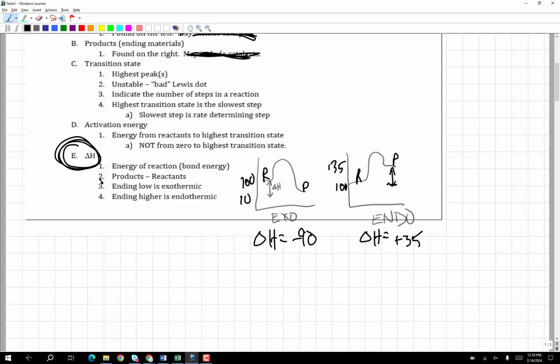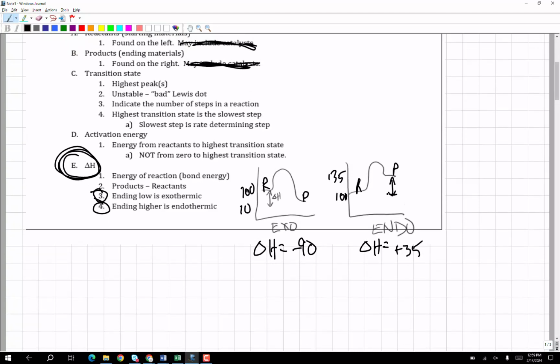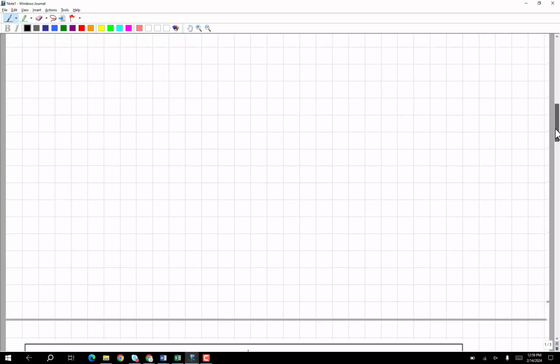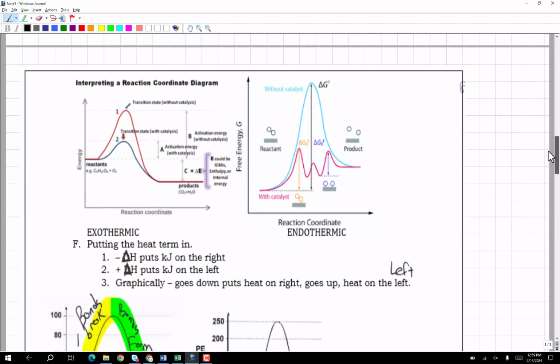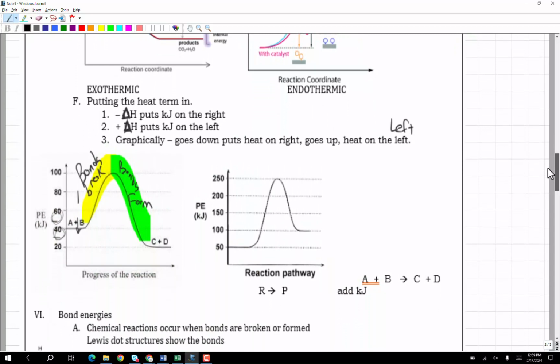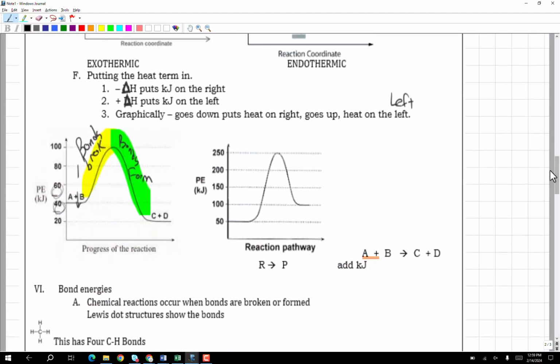You should know that if it ends lower, it's exothermic, and if it ends higher, it's endothermic. That's the meanest part about it, putting the heat term in. We did this last time, and it was a struggle. Negative delta H puts kilojoules on the right. Positive delta H puts kilojoules on the left.